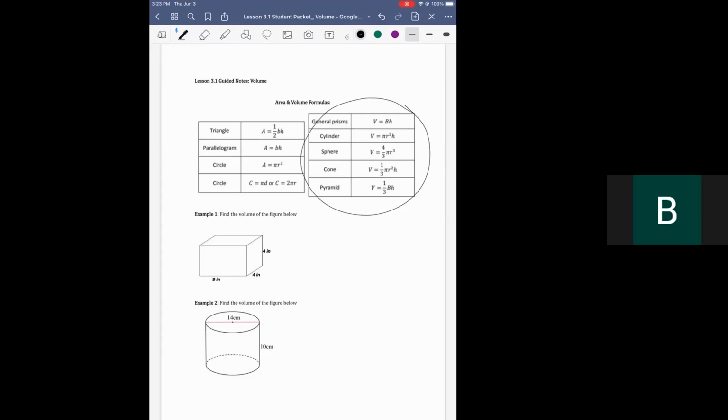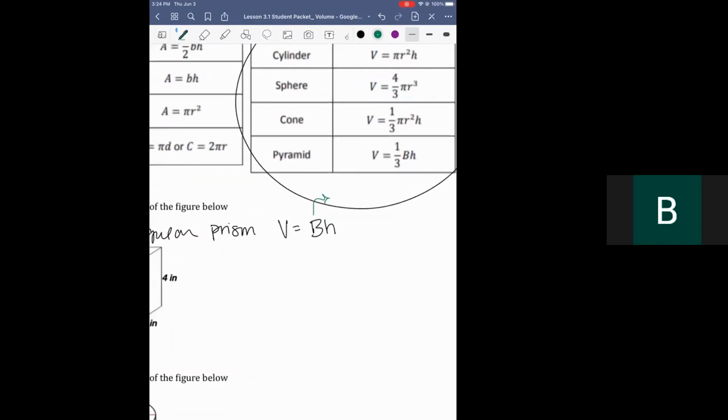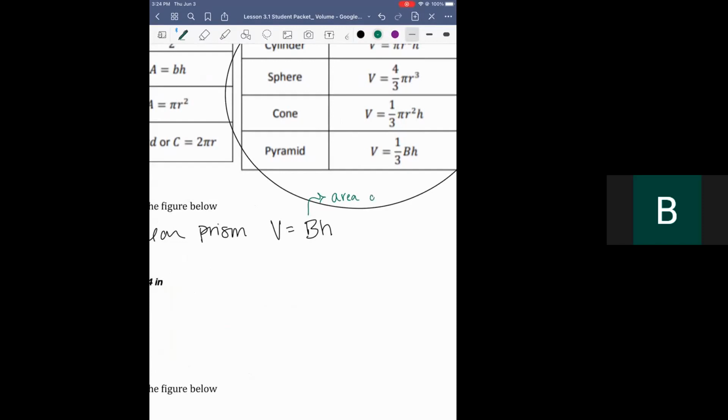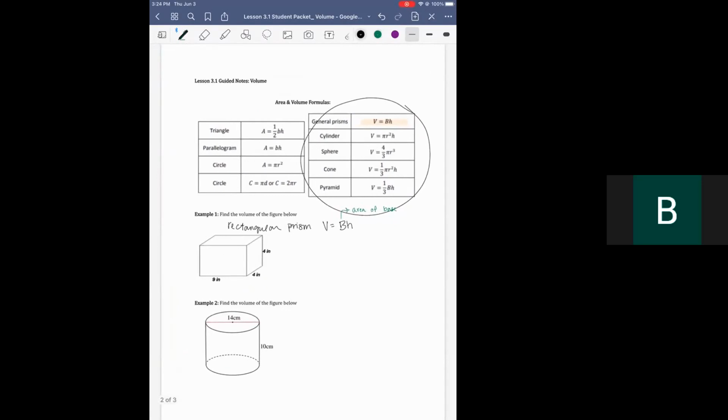So for this first one, it says find the volume of the figure below, and we have a rectangular prism. So I'm going to look over at my volume formulas and see what that is. Our formula for a rectangular prism is V equals capital B H. This capital B means the area of the base. So what that really means for us is that the volume is actually just going to be length times width, because that's what our base is since it's a rectangle, times height.